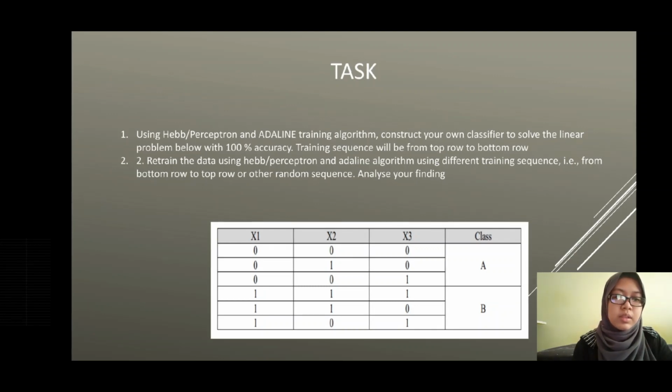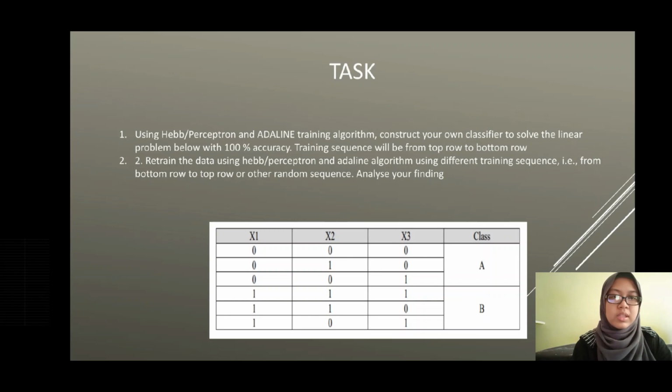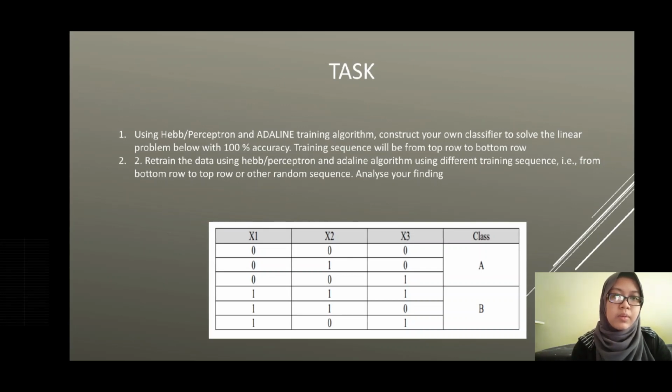The sequence will be from the top row to the bottom row. Second, we need to retrain the data using the Hebbian and Adaline algorithms with a different training sequence, for example from bottom row to top row or another random sequence. And then we need to analyze our findings.